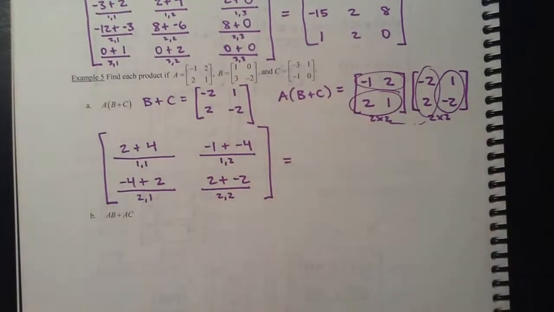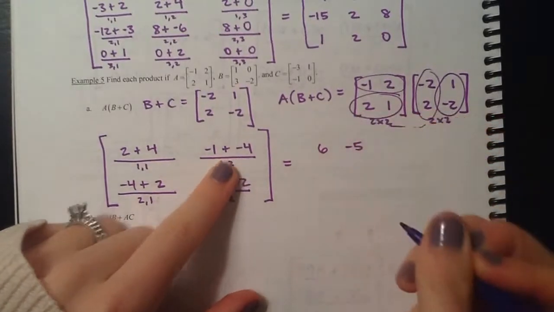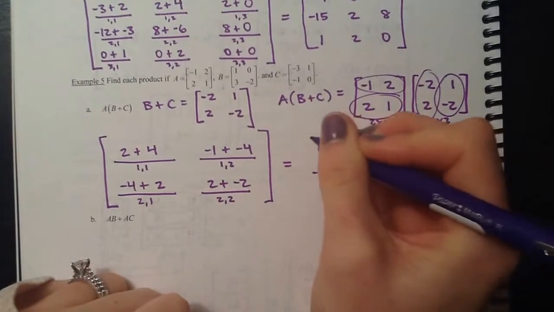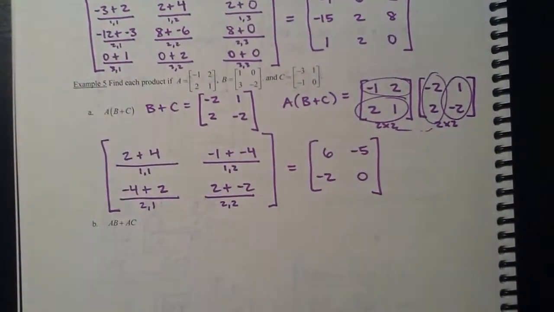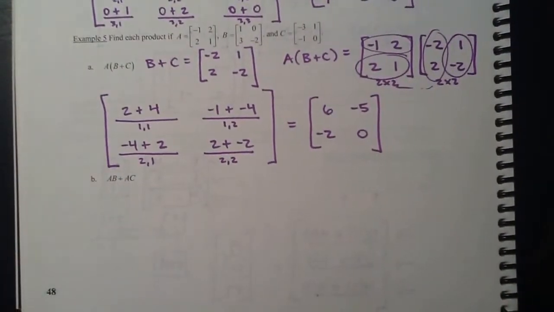Okay, so I'm going to combine these up. 2 and 4 gives me 6. Negative 1, negative 4. Negative 4 and positive 2. And positive 2 and negative 2. So that is what I get if I add inside the parentheses first, then multiply by the A. Okay, let's see what we get if we multiply first, then add together.